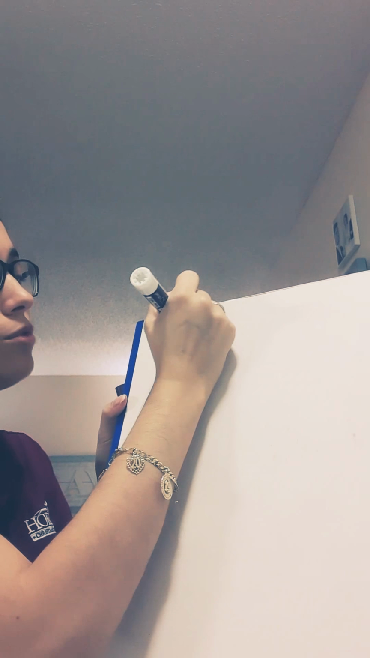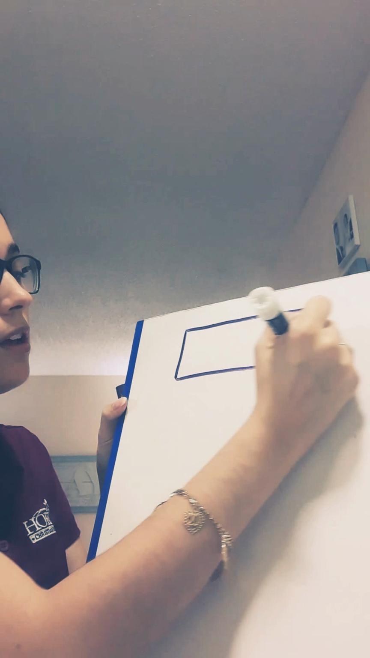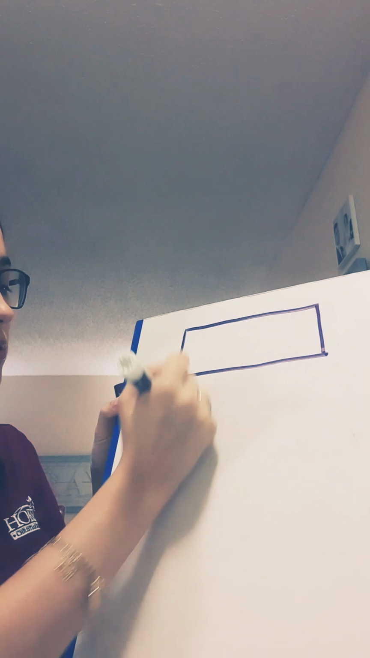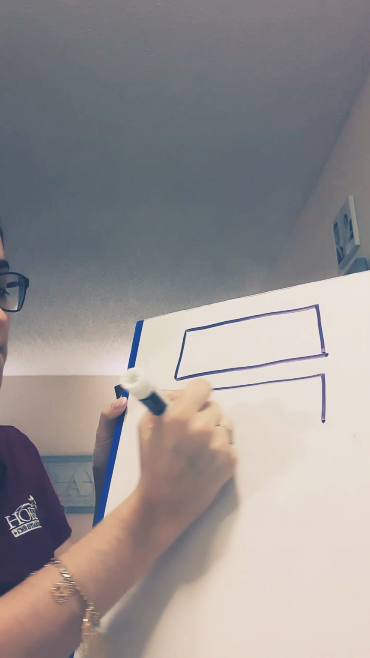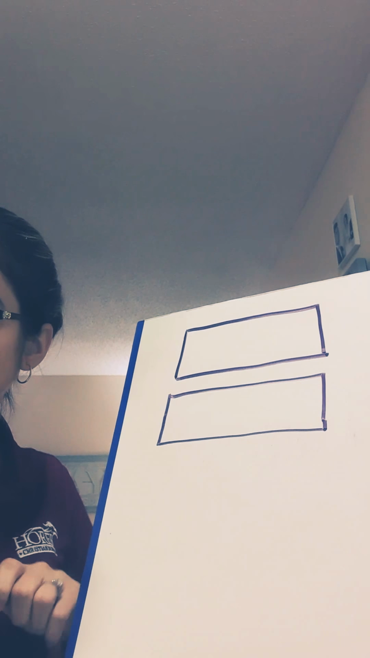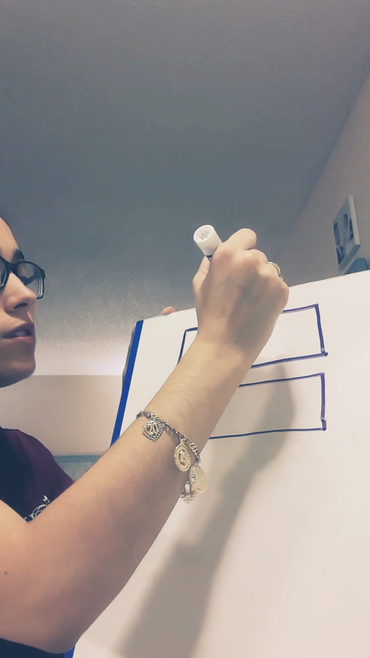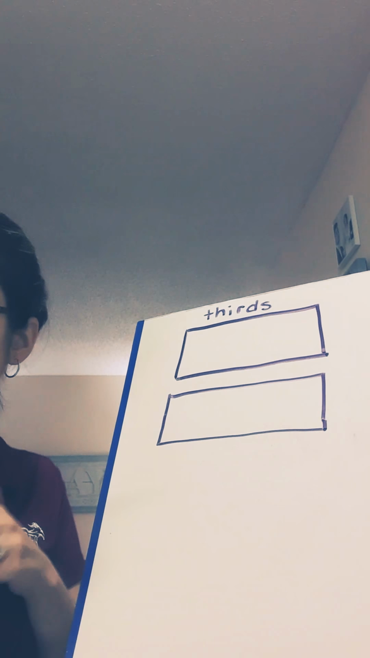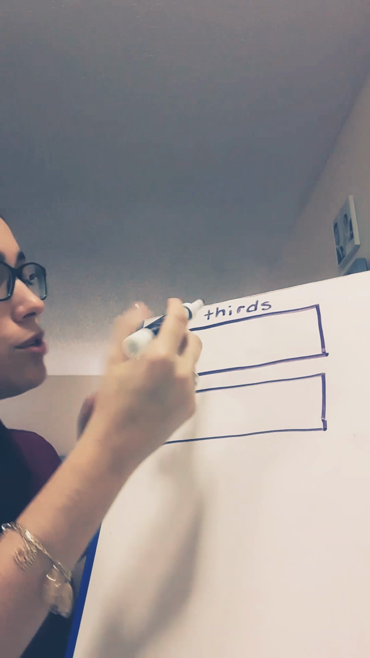So, in your book, they have rectangles, 2 rectangles. So let's go ahead and draw. I'm going to draw the 2 rectangles. You don't have to draw it because you have it there for you. Okay, there we go. Now, it says that they need to be cut into thirds, in 2 different ways. So, let's see. I'm going to do this one like this.